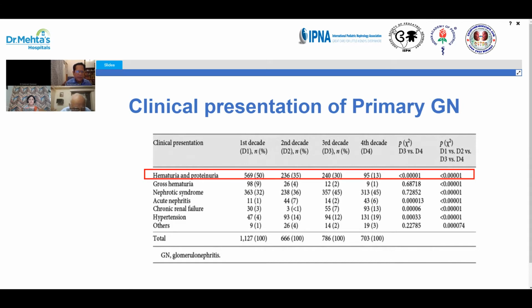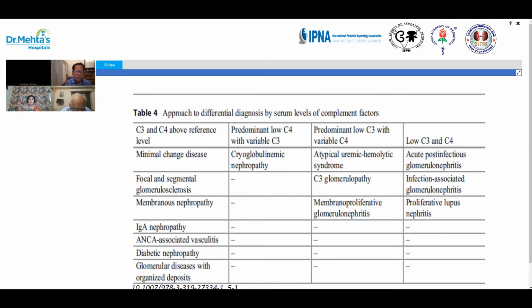And next is the approach to the differential diagnosis of the serum level of the complement factors. One of the important findings is that there is complement activation, with immunoglobulin and antibody development and activation of the complement. So it has a relation with glomerular disease.